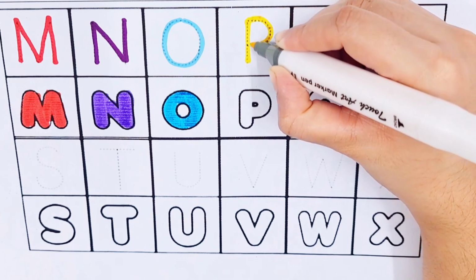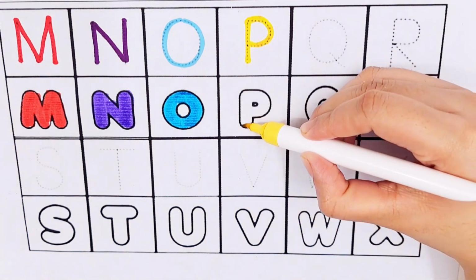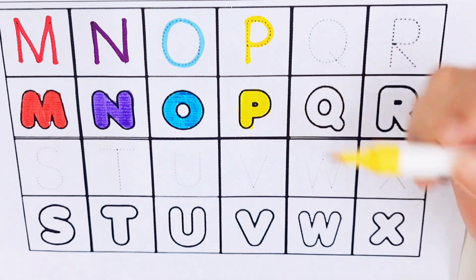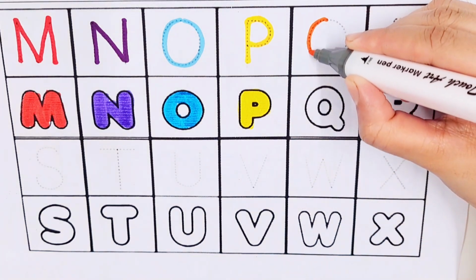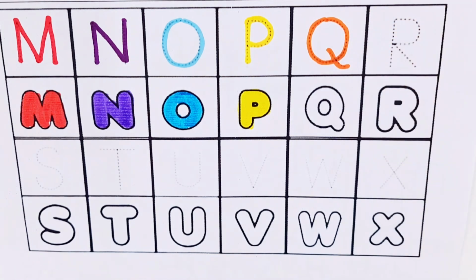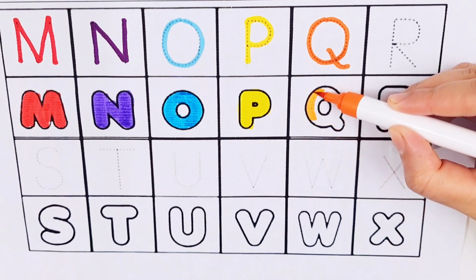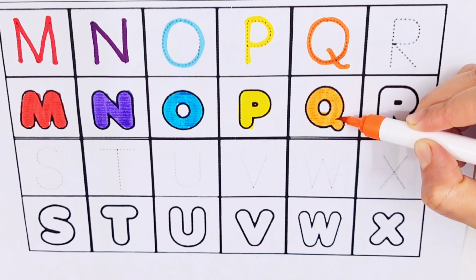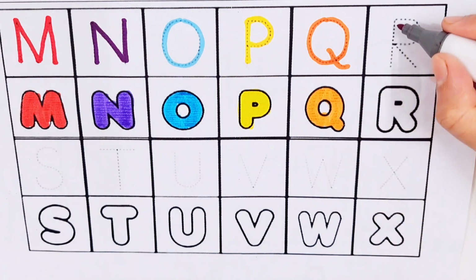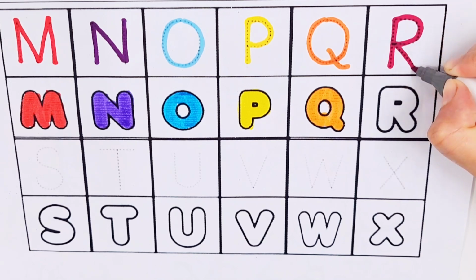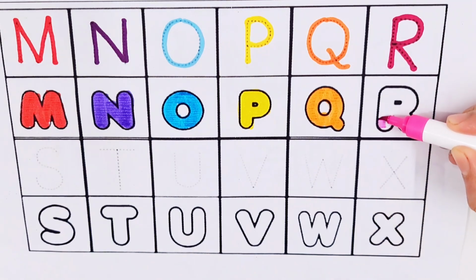P for parrot. P for pen. Q for question. Q for quilt. R for rainbow. R for ring.